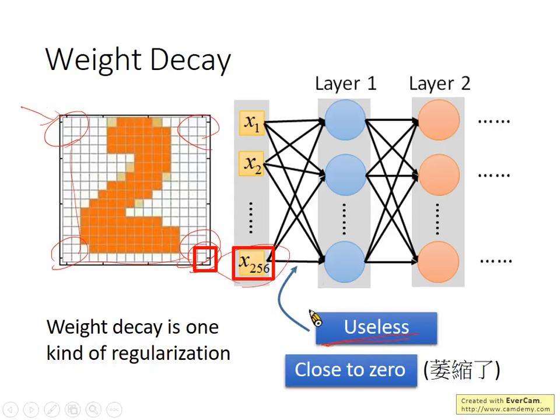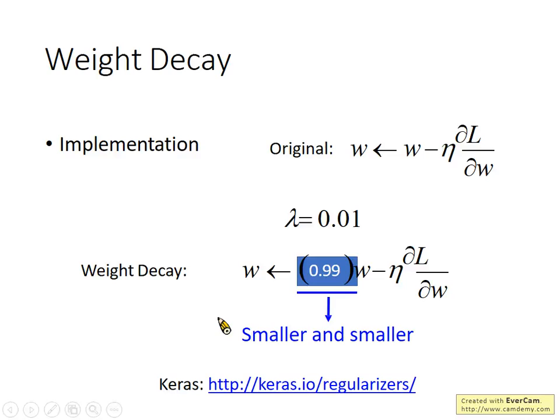So we want to mimic the characteristic of our human brain. We want to reduce the weights of the useless links to be smaller and smaller if these neurons are really useless. How can we mimic that? Basically, the weight decay approach is one kind of regularization, if you understand the mathematical formulation. So how can we implement that?